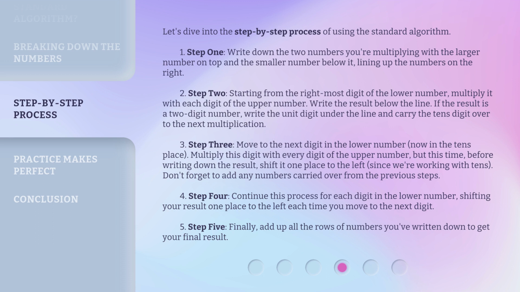4. Step 4. Continue this process for each digit in the lower number, shifting your result one place to the left each time you move to the next digit. 5. Step 5. Finally, add up all the rows of numbers you've written down to get your final result.